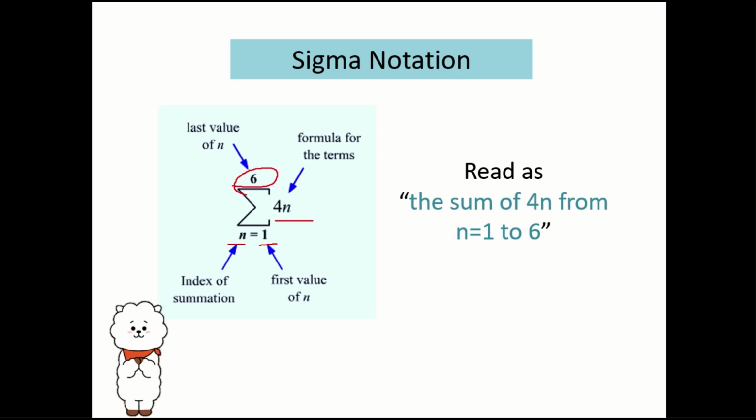Again, this is read as the sum of 4n from n is equal to 1 to 6. Again, the sum of, or the summation of 4n from n is equal to 1 to 6. As long as it is understandable, you can do that.